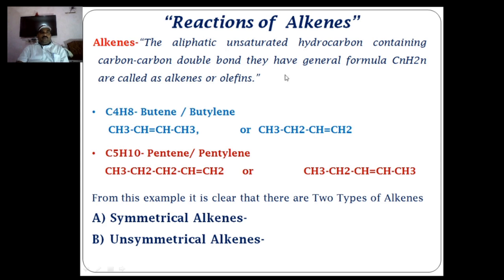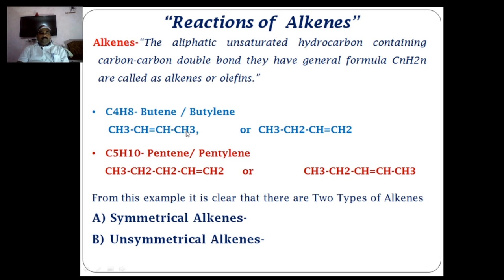Now a few examples of alkenes. C4H8, that means butene or butylene. This is the molecular formula of butene or butylene. Now this butene has two structures: CH3 CH double bond CH single bond CH3, that means the double bond is between the middle carbon atoms, carbon number 2 and 3. In another structural formula, the double bond is between carbon number 1 and 2. Both structures have the same molecular formula C4H8.